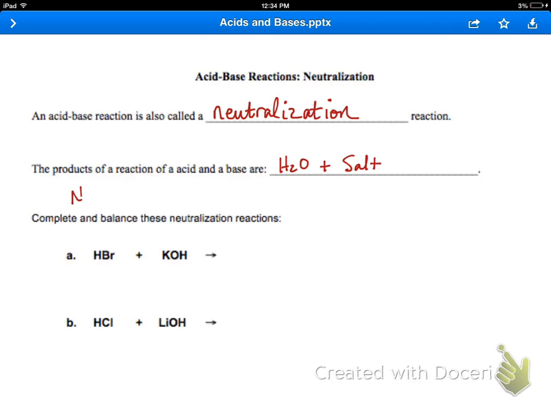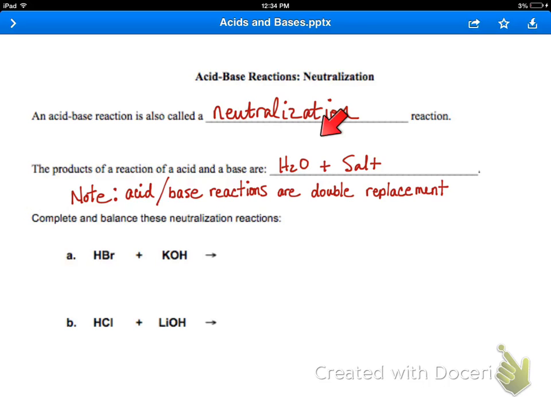So an acid-base reaction, where you mix them together, is called a neutralization reaction. The products of an acid and a base are water and a salt. And remember, the salt is some sort of ionic compound. Note that acid and base reactions, we've actually already seen these. They are double replacement reactions, where one of the products is water. So we are going to do double replacement reactions.